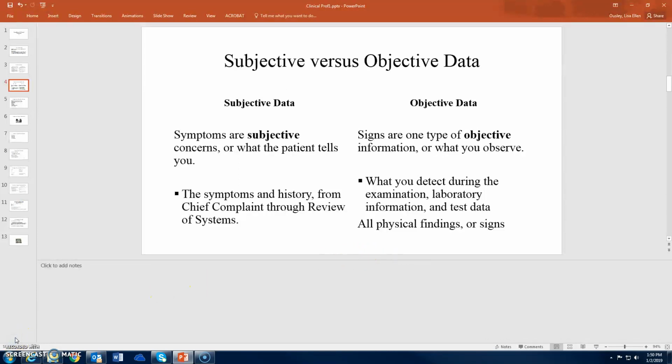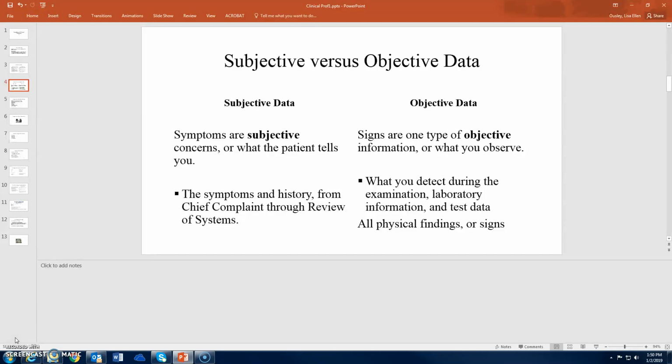I really appreciate the example they give on page 7 in your textbook. They talk about the difference between subjective and objective data, and the symptoms and the history from the chief complaint through the review of systems. Is that subjective data? So you're questioning them about their history of present illness. What do they say is wrong with them? Why are they there today?